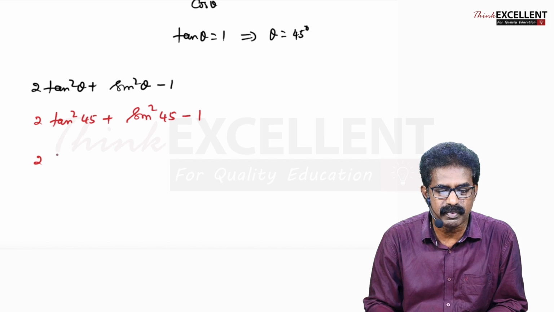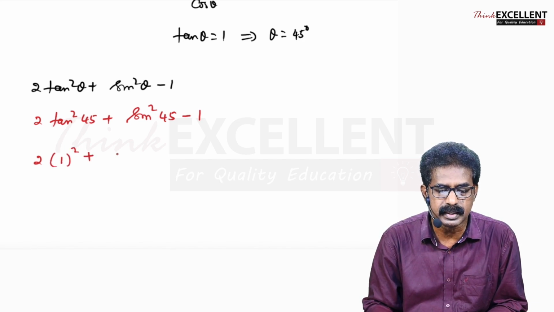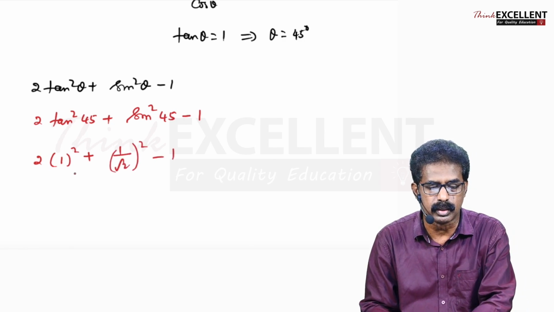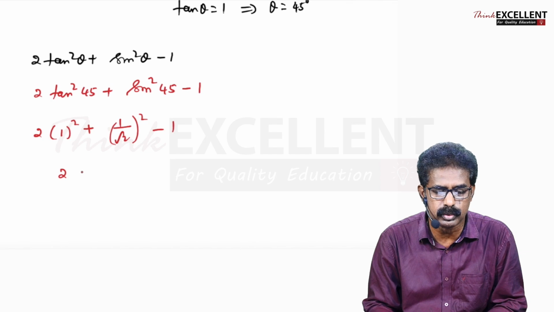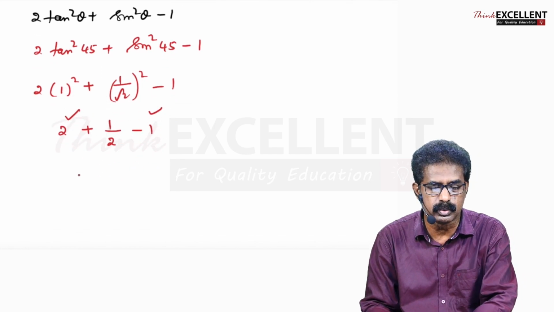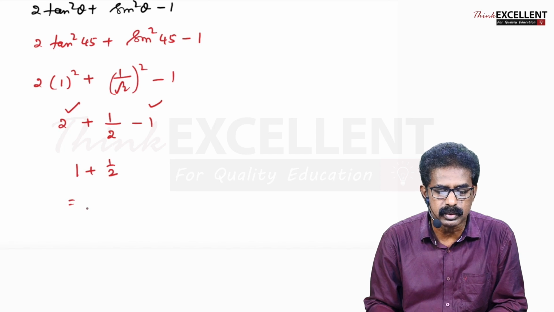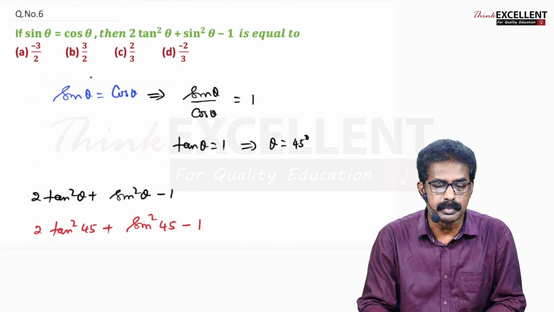So tan square 45, tan 45 is 1, so 1 square, plus sin 45 is 1 by root 2, the whole square, minus 1. 1 square is 1, 1 into 2, 2, plus 1 by root 2 square is 2 minus 1. So 2 minus 1 is 1 plus 1 by 2. 1 plus half, that is 1 and half, that is 3 by 2. So the correct option is B.